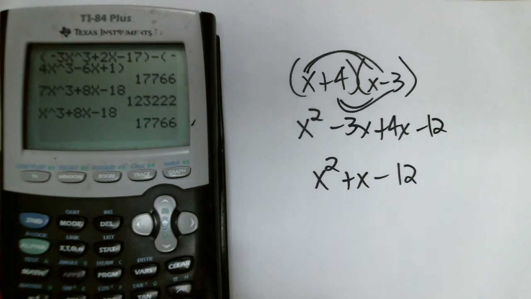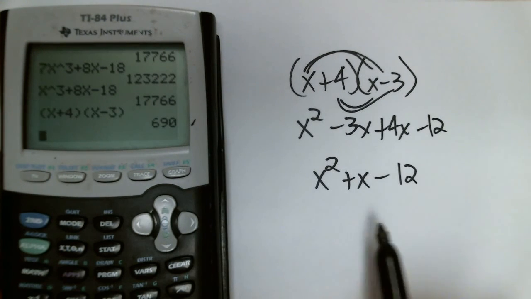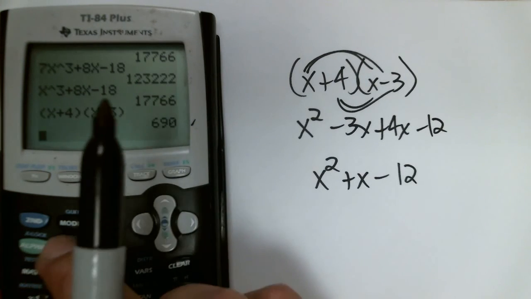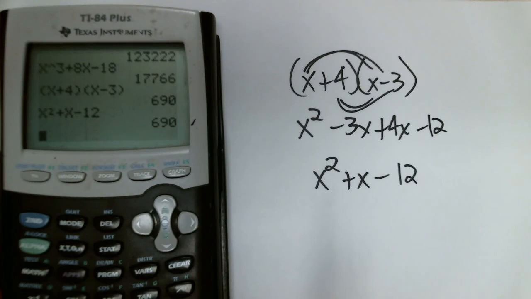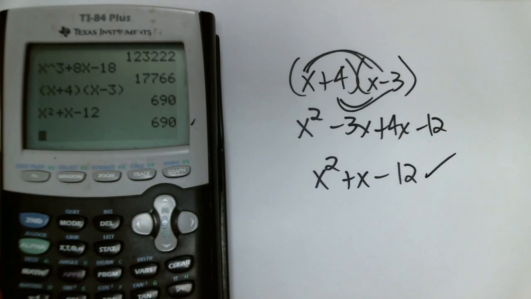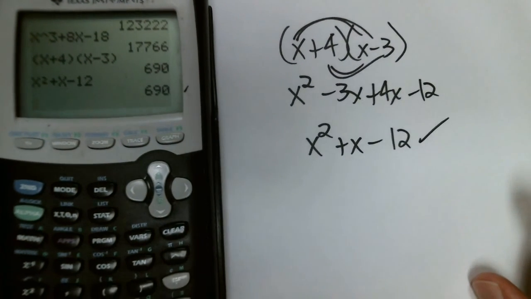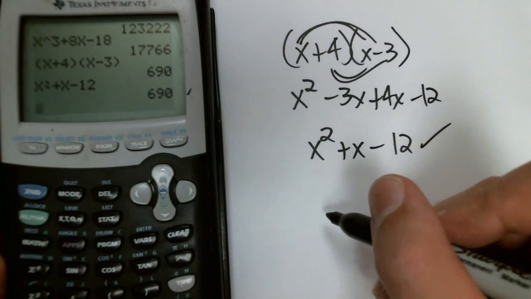Okay, let's check it. I'm going to type in exactly what I see with the parentheses. Parentheses, x plus 4, close the parentheses, open the parentheses, x minus 3, get some number. Let's type in our simplified answer, x squared plus x minus 12. Drum roll, bam, they match. That lets me know I've simplified it correctly. What if I am factoring? What if I am going backwards?